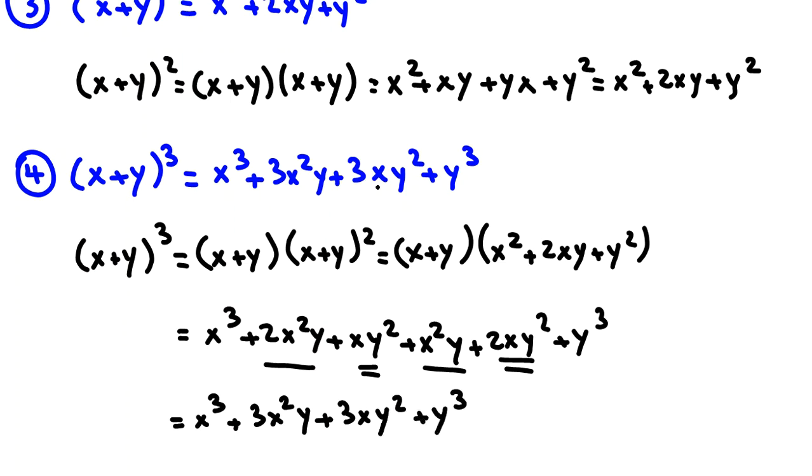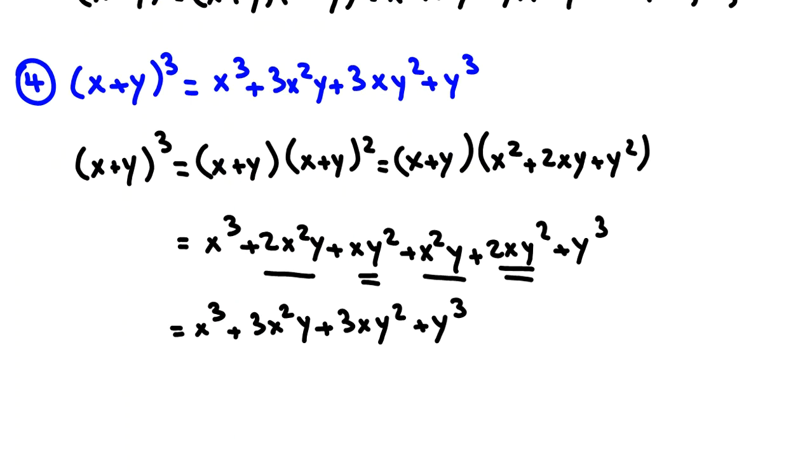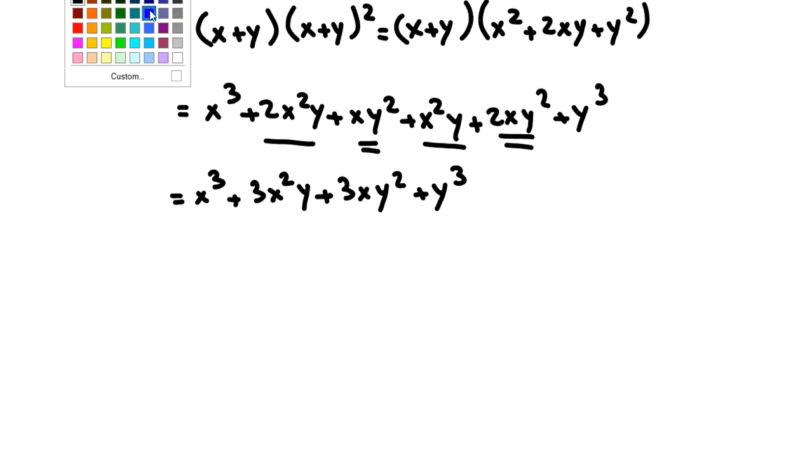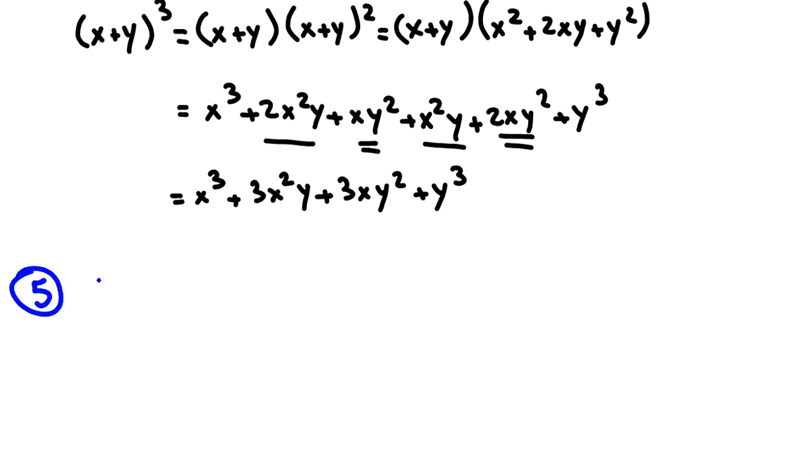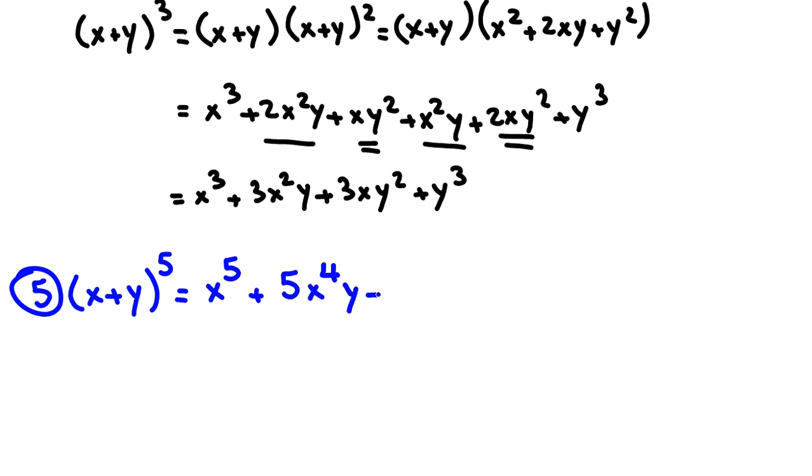If you know combinations, it is 3 choose 0, 3 choose 1, 3 choose 2, 3 choose 3. And for the next one, we need two more identities. The fifth one: the binomial theorem for x plus y to the power of 5. At first I write it is equal to x to the 5 plus 5x^4 y plus, it's 5 choose 1, 5 choose 2, 10x squared.